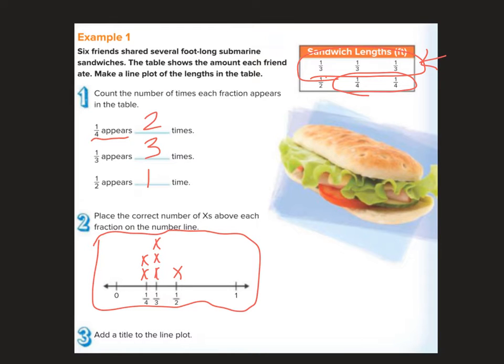for our data. So the title would be, always look back at your table because it tells us the title right here. Sandwich lengths in feet. So I'm going to write that for my title. Where should the title go? Let's put it below. Sandwich lengths. And then I need to put the unit is going to be feet.